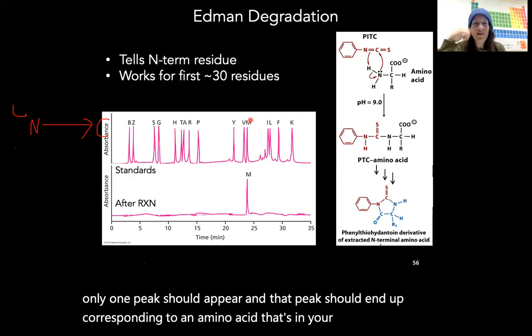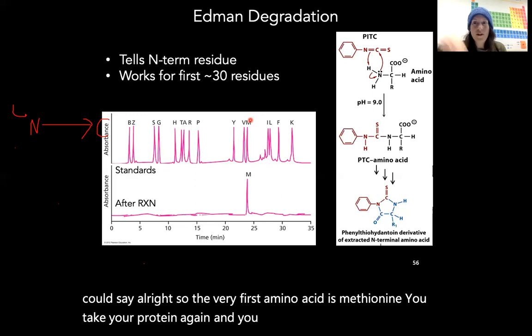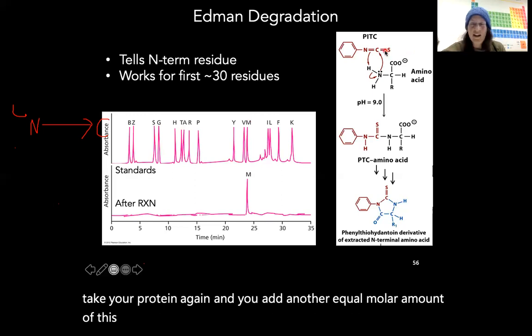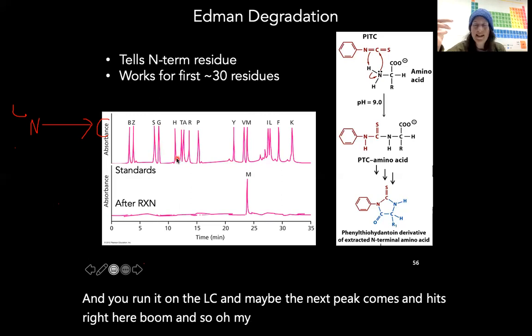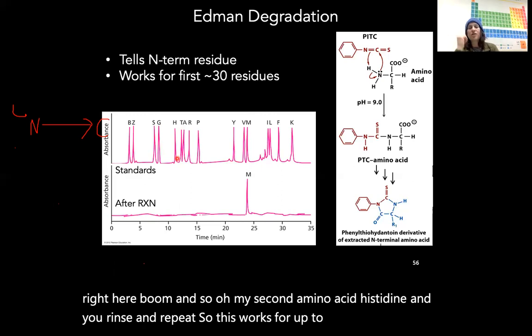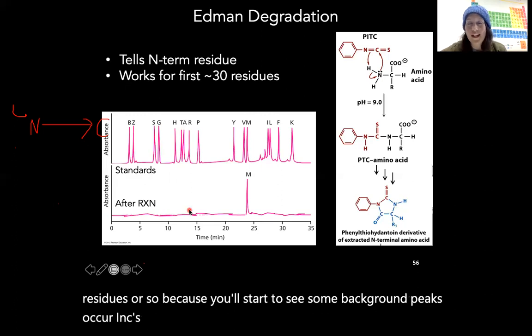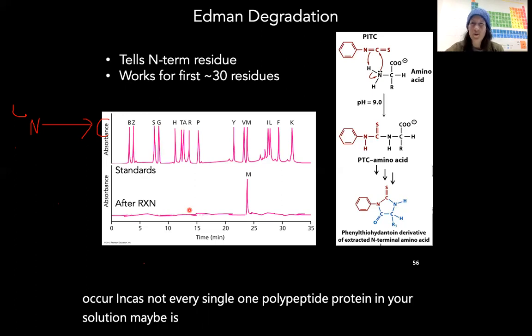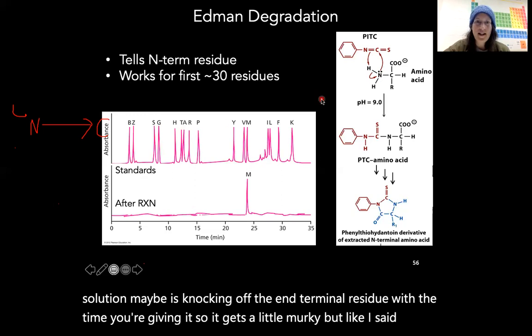So you could say, all right, the very first amino acid is methionine. You take your protein again, and you add another equal molar amount of this PITC, and you run it on the LC, and maybe the next peak comes and hits right here, boom. And so you know, oh, my second amino acid is histidine. And you can rinse and repeat. So this works for up to about the first 30 residues or so, because you'll start to see some background peaks occurring, because maybe not every single polypeptide in your solution is knocking off the N-terminal residue in the time you're giving it. So it gets a little murky. But like I said, the first 30 amino acids you can use for this.